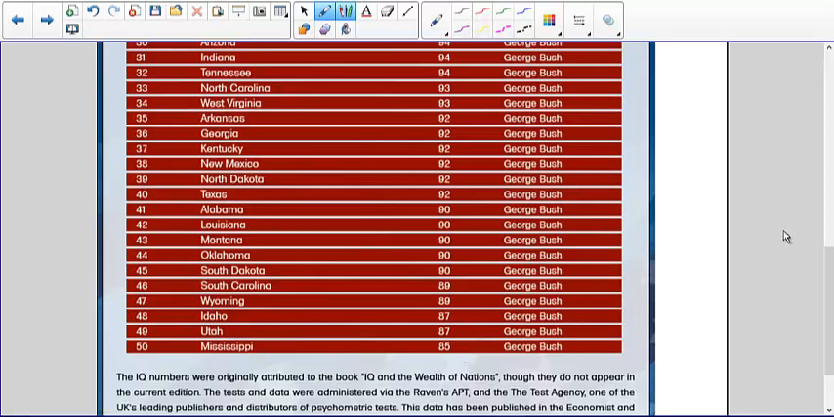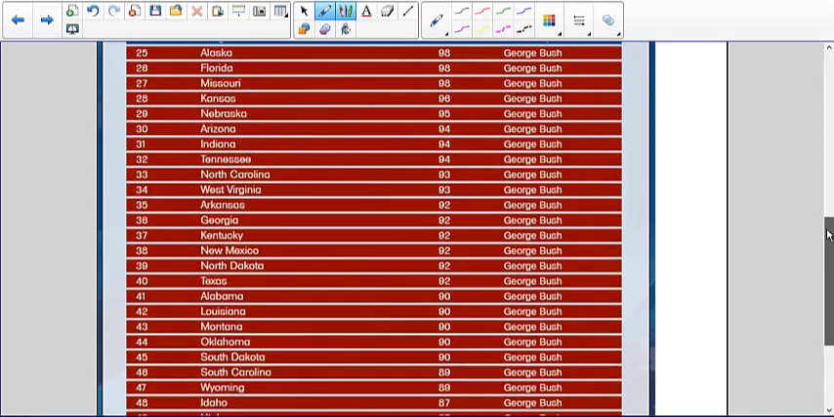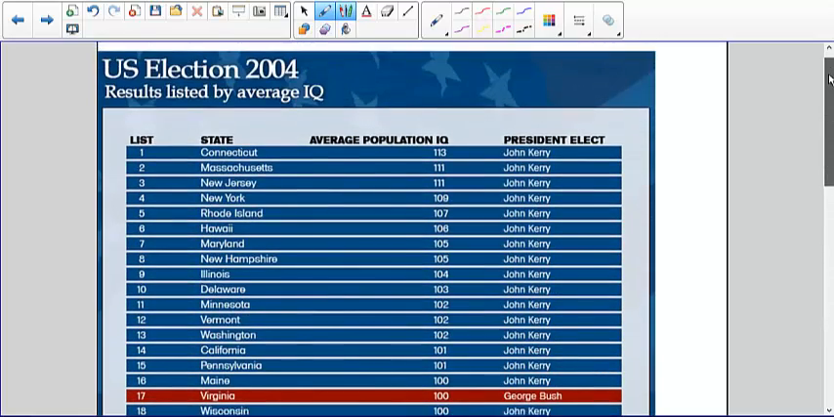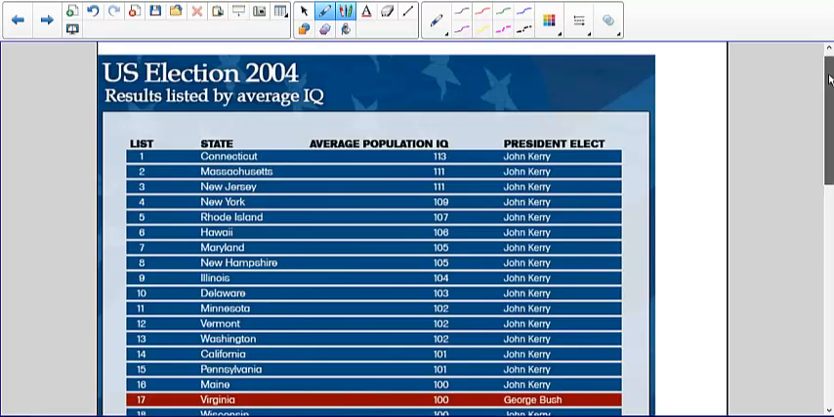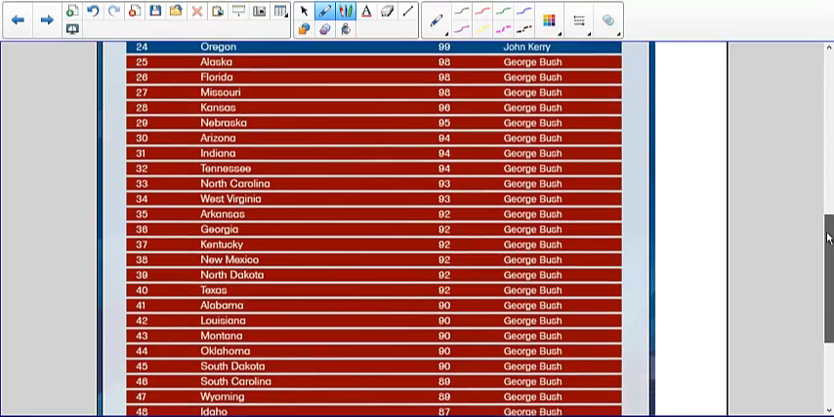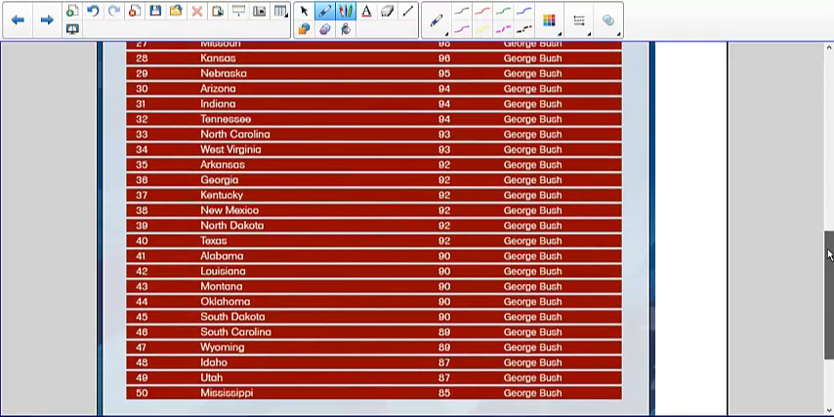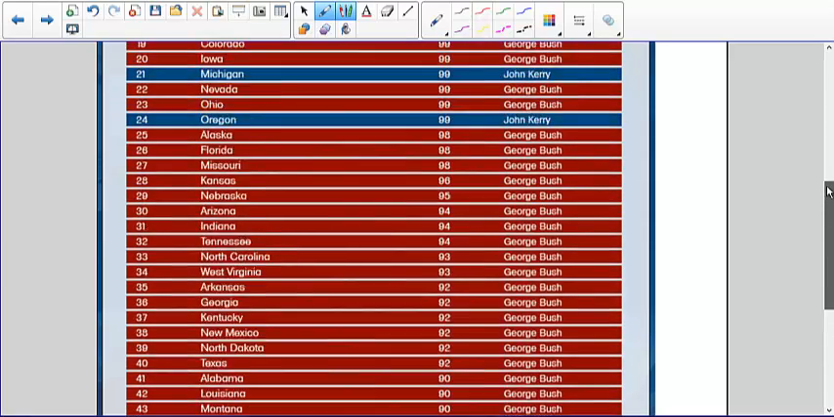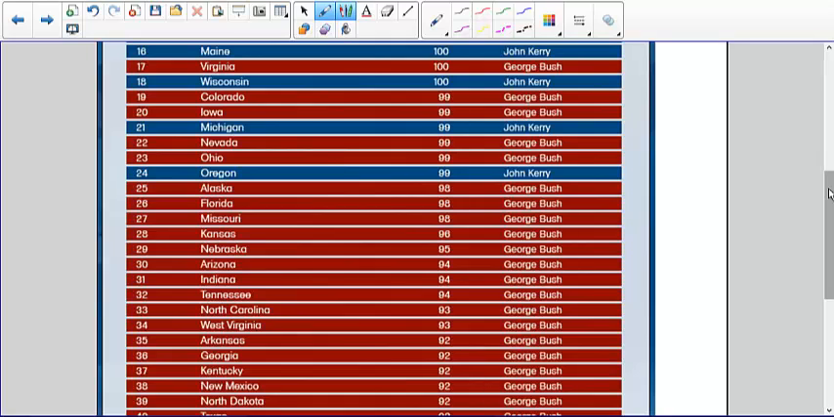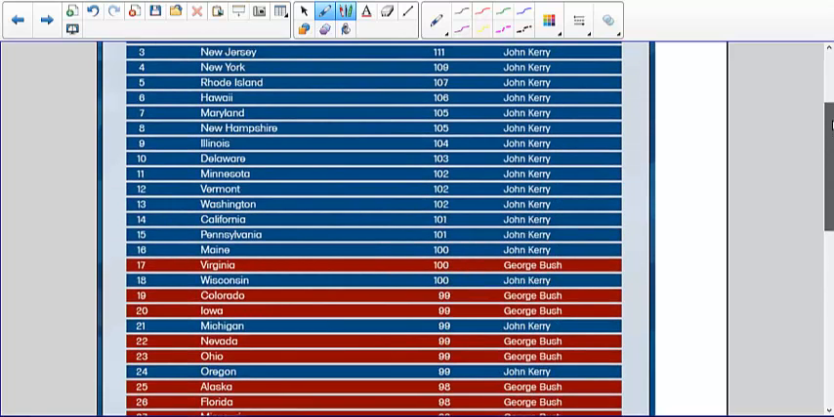And you can see who they voted for. What this is pretty much showing is that the states that have a higher IQ voted for Kerry, who is the Democrat, and the ones that voted for the Republican had the lowest IQ. So, okay, I'm just showing you the data. Now, George Bush got elected, so what does that say? He also got us into the Iraq War, so that's another. Anyway.